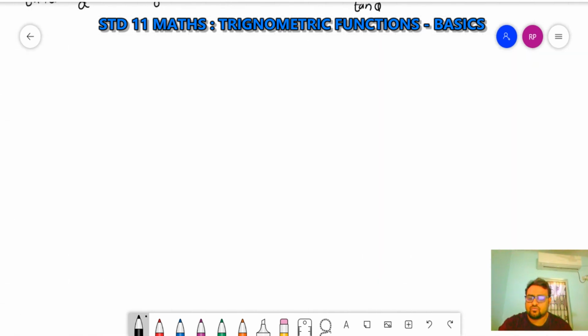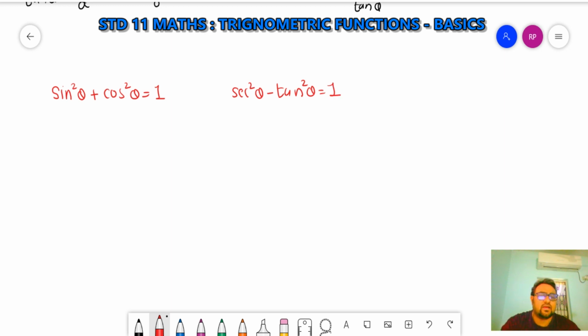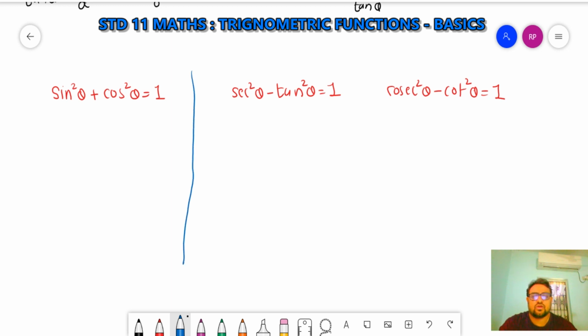Now, sin square theta plus cos square theta is equal to 1. Similarly, sec square theta minus tan square theta is equal to 1, and cosec square theta minus cot square theta is equal to 1. So see, these are the three formulas, three identities, I will say.